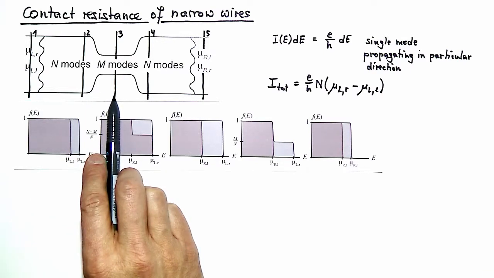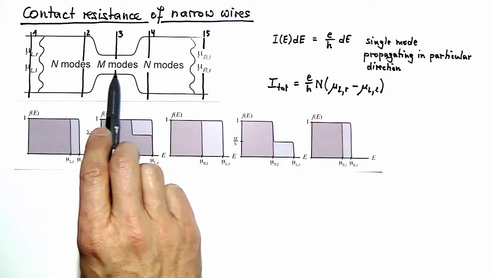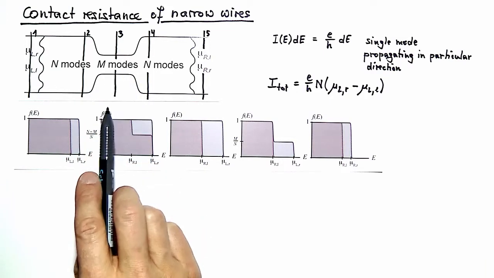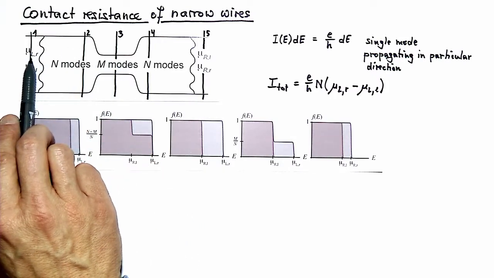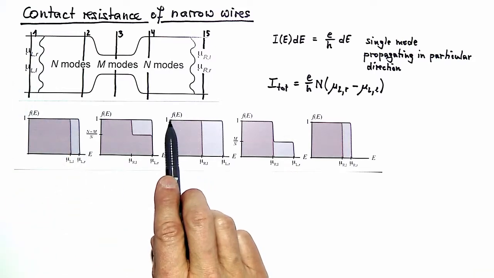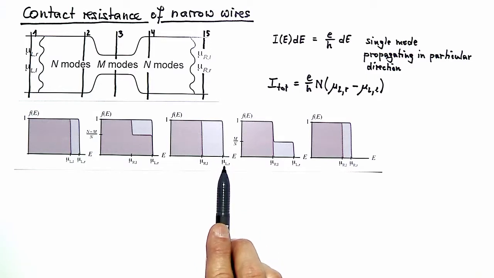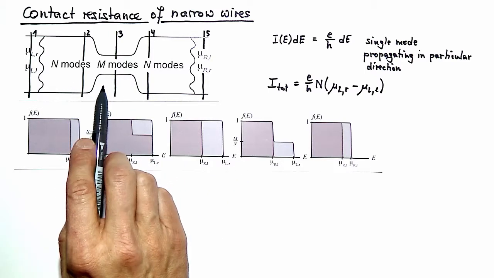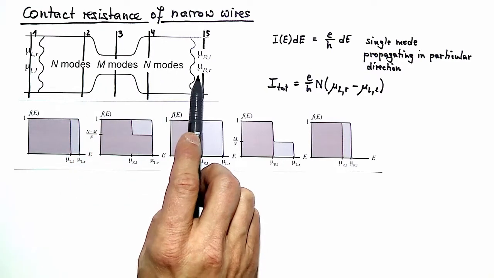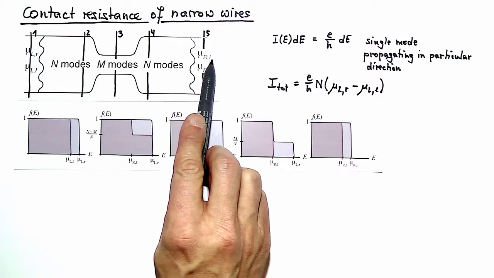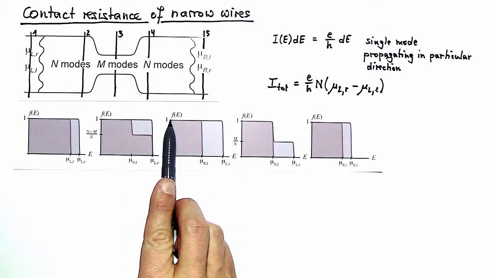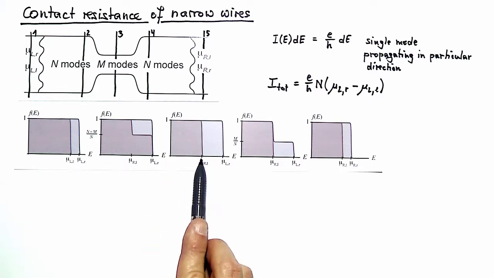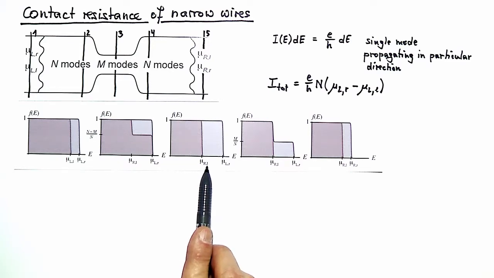Now we move on to cross section 3. In cross section 3, we have a wire supporting M modes. The right moving states of these M modes are occupied up to the electrochemical potential of the left contact for the right moving states, mu LR. So we get this distribution function here being filled up, being 1 up to mu left contact right moving states. The left moving states of the M modes are fed from the right contact, and for this right contact, the important electrochemical potential is that for the right contact left moving states. So we have a different distribution function which cuts off at mu for the right contact, left moving states.